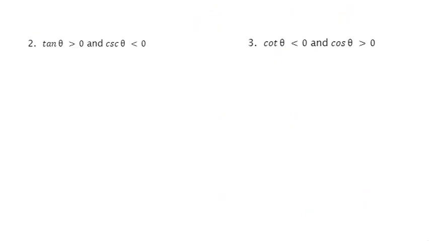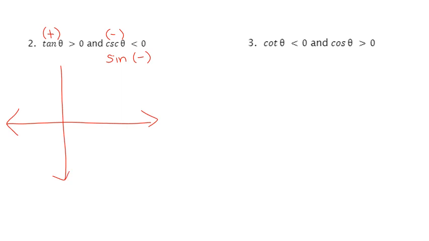In example 2, same thing. We have tangent is greater than 0, so that's basically saying tangent is positive. We have cosecant is less than 0, so that's negative. And remember, cosecant is the reciprocal of sine, so that's like saying sine is negative. Really that reciprocal tells us the sign of the original function. Now when we look at our quadrants, I'm going to do the same thing. So all students take calculus or all Slurpees taste cold.